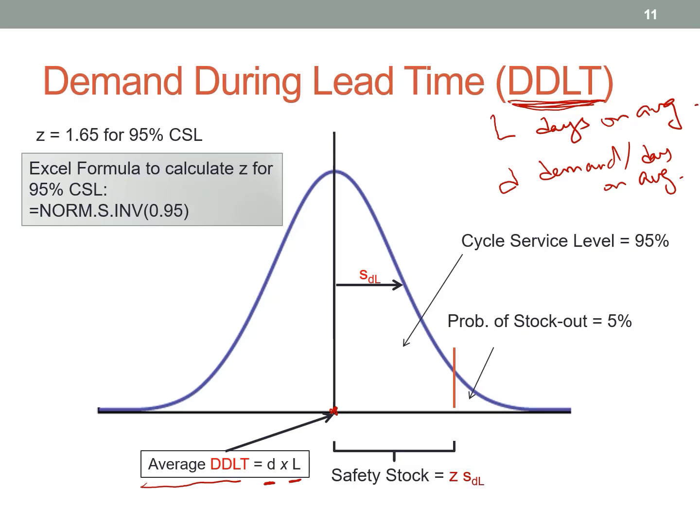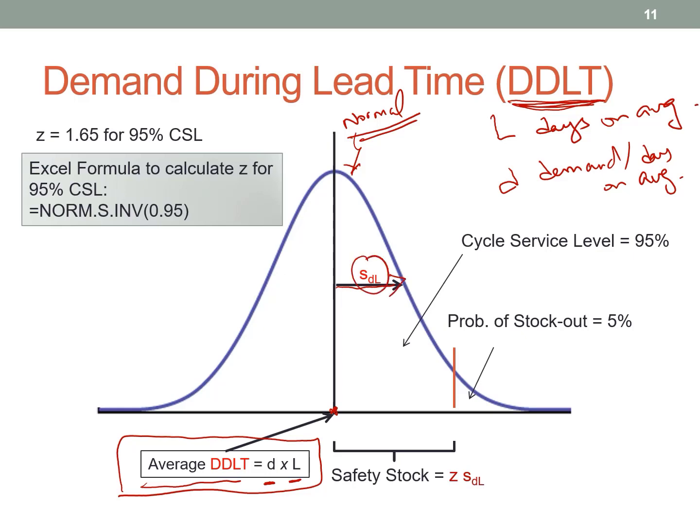Now from the central limit theorem, because we're adding up demand of several days to get the demand during lead time, we know that the demand during lead time is going to be normally distributed. So this is a normal distribution. Okay. Two numbers describe a normal distribution, the mean and the standard deviation. Okay. So we already figured out what the mean is. Now we need to figure out what the standard deviation of this distribution is.